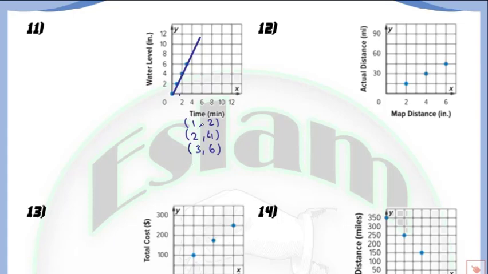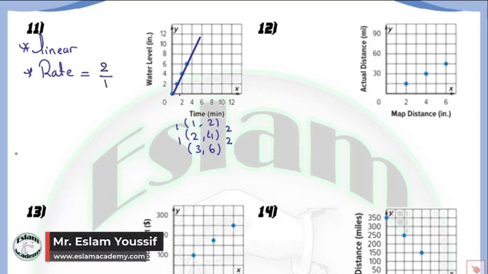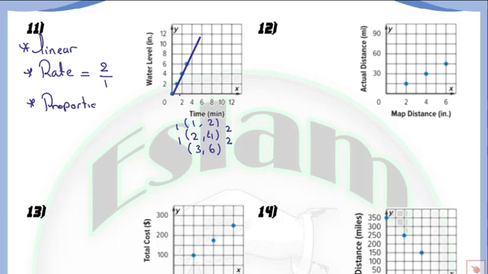Now look at the relation. From 1 to 2, we add 1. From 2 to 3, we add 1. 2 to 4, we add 2. 4 to 6, we add 2. You will find that the rate of change in all of them is constant. It means this relation is linear. Once we have a linear relation, it means we have a constant rate of change. So the rate of change will be the change of y over the change of x, which is 2 over 1. Once we have a relation represented by a straight line passing through the origin point, it means this relation will be proportional. And that's all about the constant rate of change.